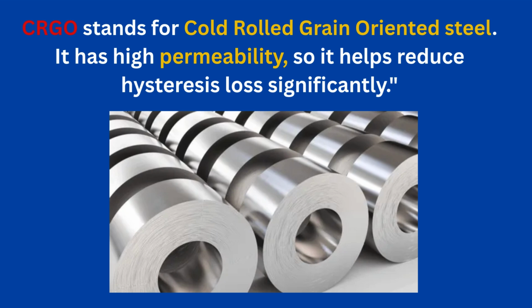Now they might ask, how can we reduce hysteresis loss? Answer: we use a material called CRGO steel in the transformer core. CRGO stands for cold rolled grain oriented steel. It has high permeability, so it helps reduce hysteresis loss significantly.